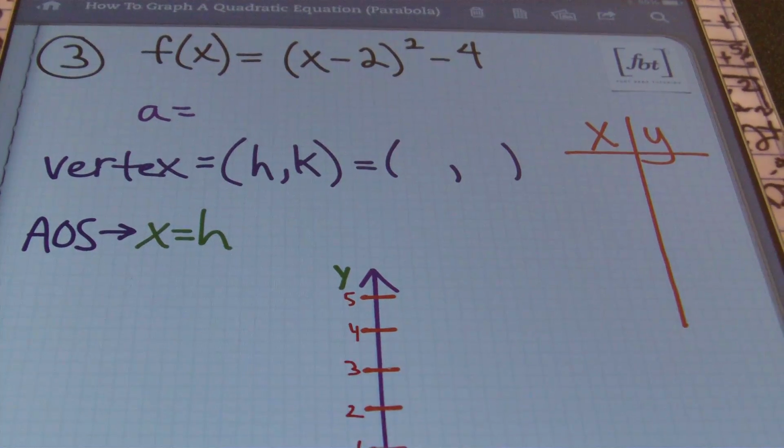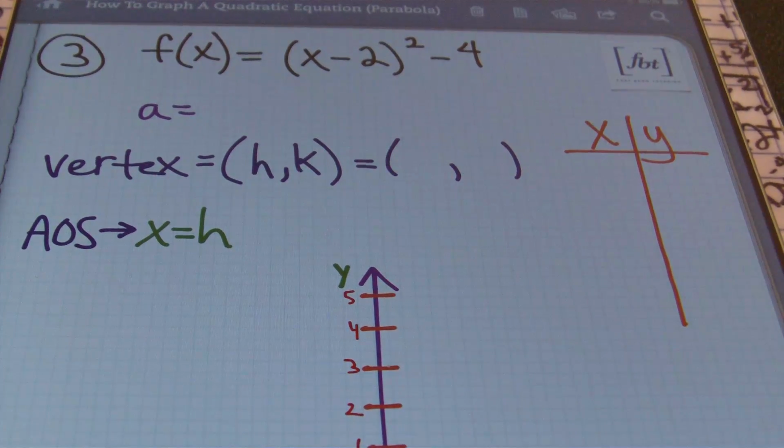Okay, so notice that this problem here, the function f of x is equal to the quantity of x minus 2 squared minus 4, is going to be in vertex form.